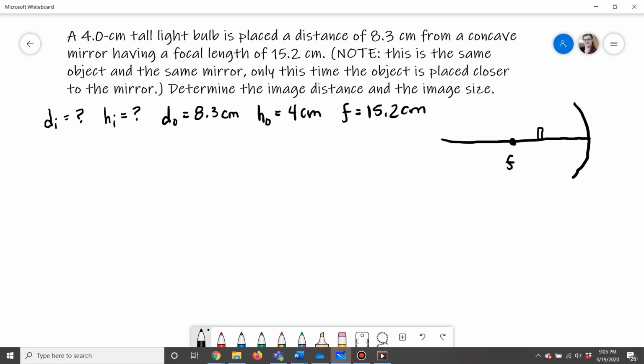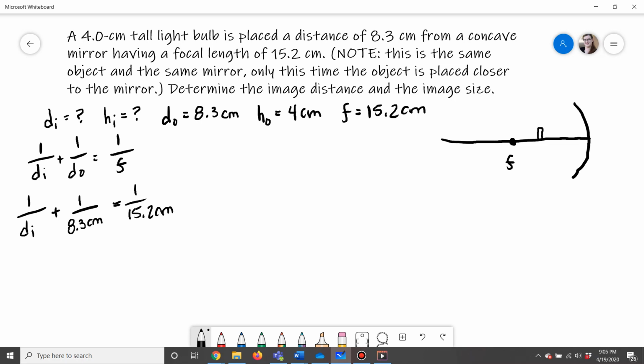Now let's go ahead and solve using our first equation, and then we'll solve using our second one. So first one is going to be our 1 over the image distance plus 1 over the object distance gives us 1 over the focal length. Same procedure as before. This time our object distance is a little different though. Still don't know the image distance. There is our object distance. There's our focal length. So do the same thing that we would last time.